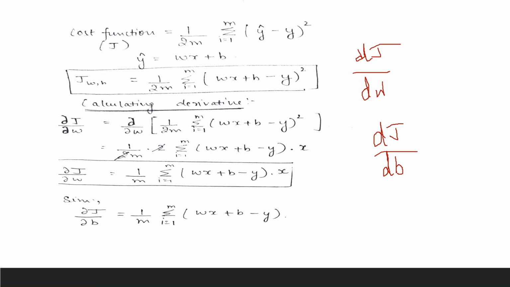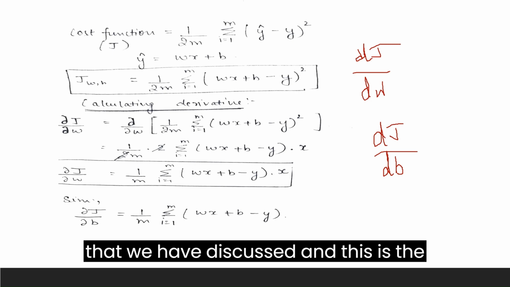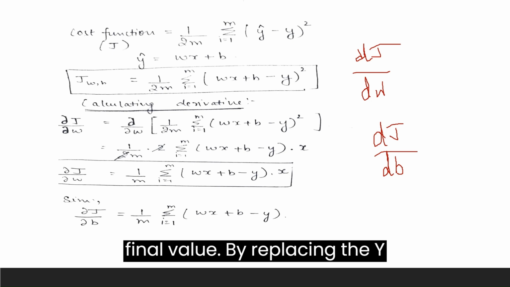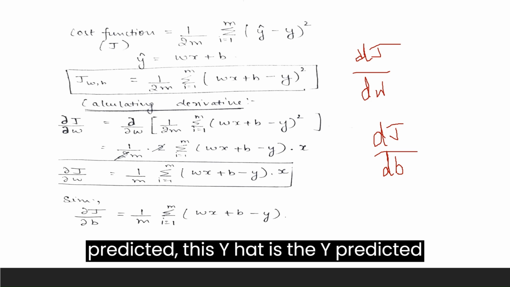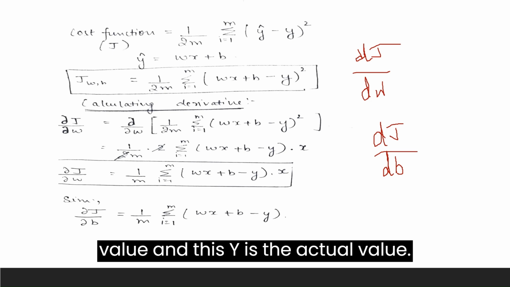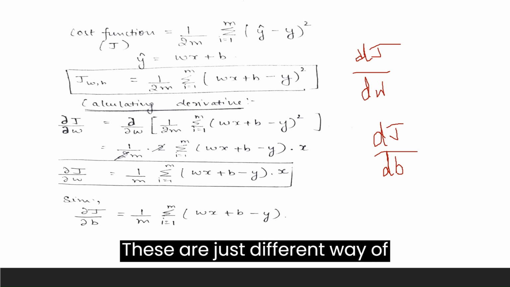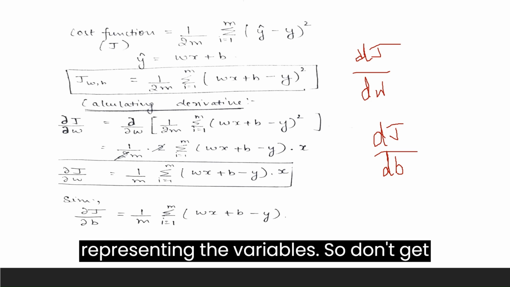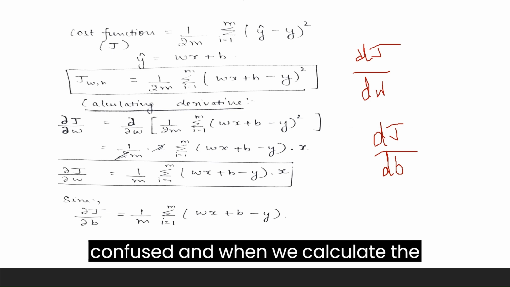This is the cost function that we have discussed, and this is the final value after replacing the y predicted. This y hat is the y predicted value and this y is the actual value. These are just different ways of representing the variables, so don't get confused.